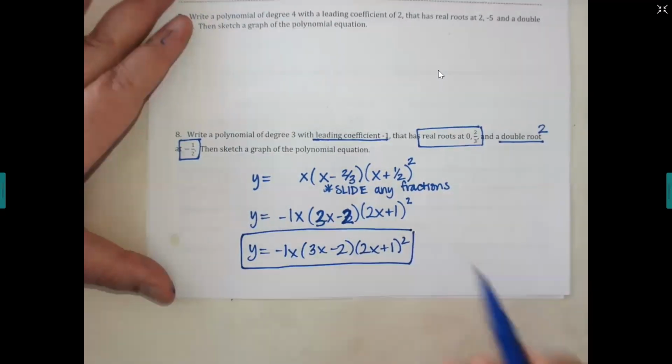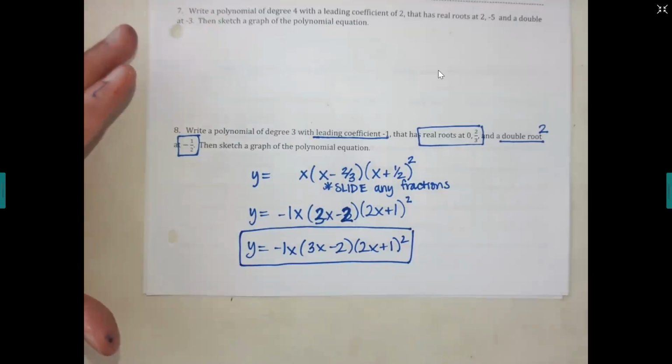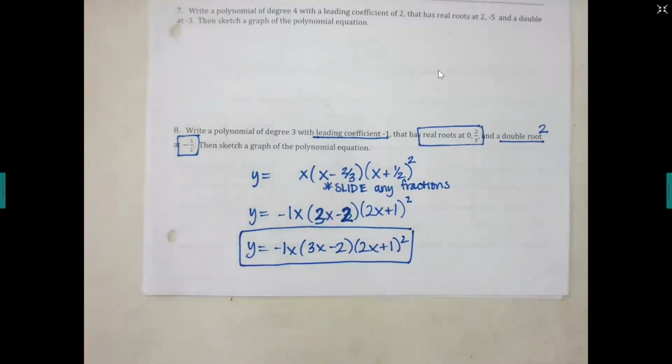Okay. And there is one of those. Make sure double roots get a squared, and with fractions, you slide the bottom coefficients in the way front. Okay, do you feel like you can do that?